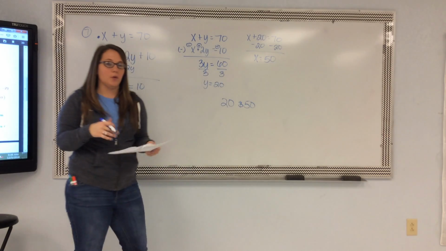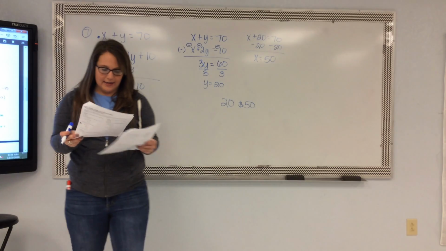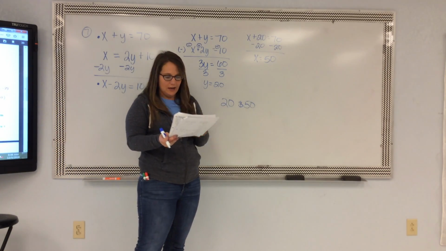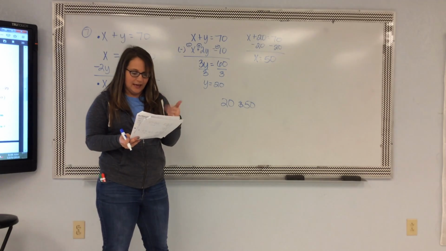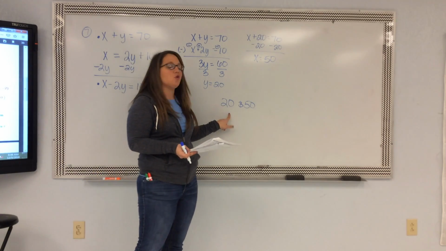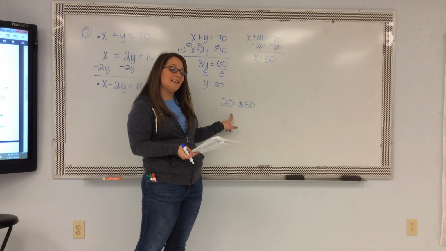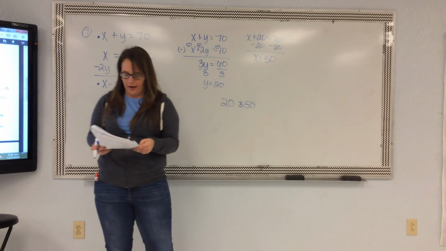Now let's go back into our word problem and make sure that makes sense. It says the sum of the two numbers is 70. 20 plus 50 is 70. One number is 10 more than twice the other number. Well, twice 20 is 40. If I added 10 to that, I would get 50. So it does work out.